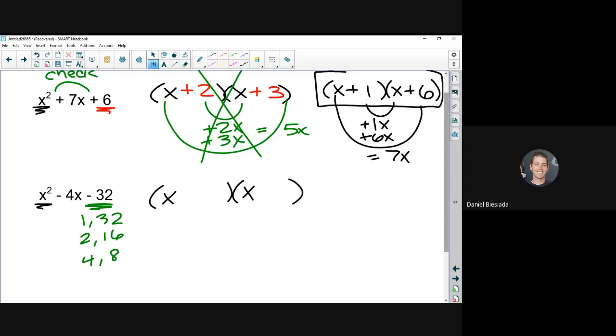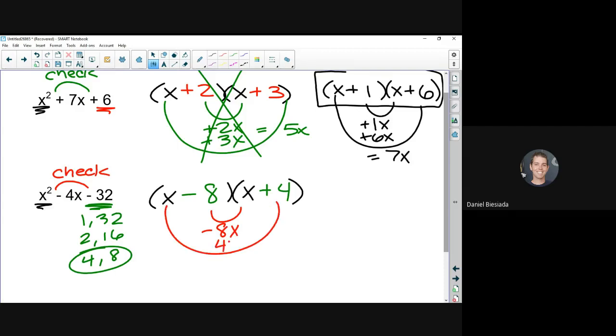I'm going to use 4 and 8 to try, and I'm going to use the 8 as a negative and the 4 as a positive. Now, just double checking, negative 8 times 4 is negative 32, so it satisfies that, but nothing is set in stone, remember, until we've looked at that middle term, negative 4x, and seen if our check gives me that. I look here, the insides give me negative 8x, the outsides, x times 4, that gives me positive 4x. And negative 8 plus 4 gives me negative 4.